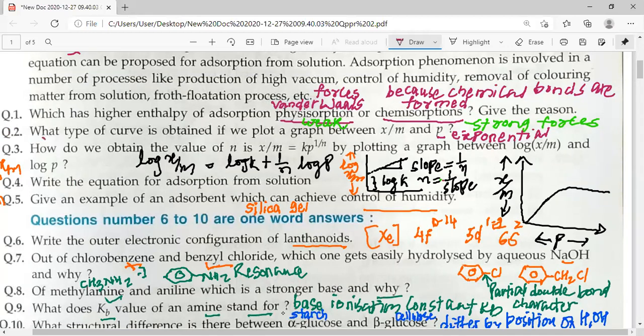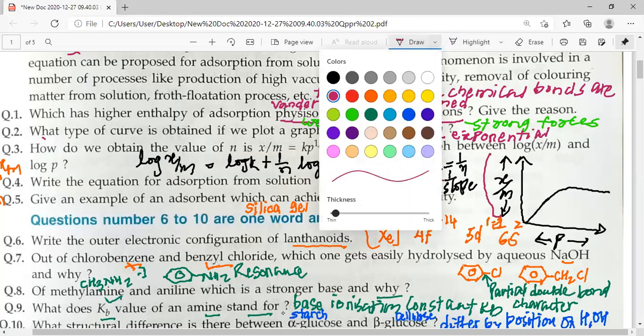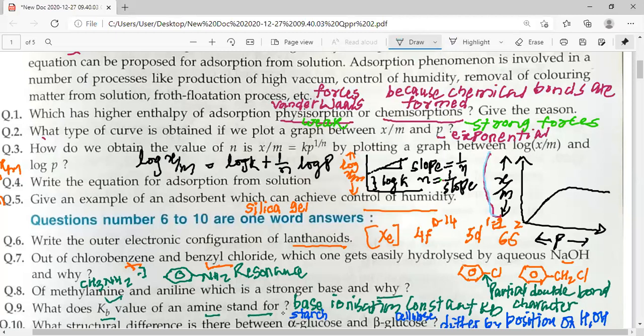Then the next question, what type of curve is obtained if we plot a graph between x by m and p? So you can see here, my dear students, that I have drawn the graph of x by m versus p. You can see that I am talking about this graph. This graph is x by m versus p. You can see that it's an exponential kind of graph.